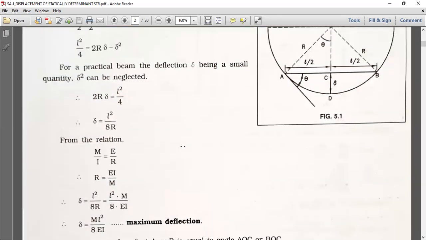From the relation M upon I is equal to E upon R, which we also study in mechanics of solids, R is equal to EI upon M. Put the value of R into the above equation: delta is equal to L square divided by 8 into M upon EI. So delta is equal to M L square upon 8 EI, which is the maximum deflection of the beam.